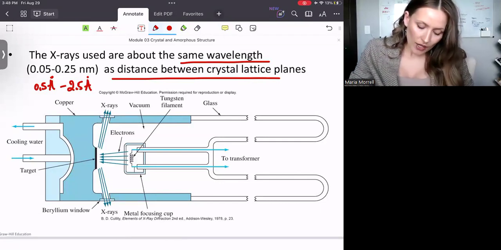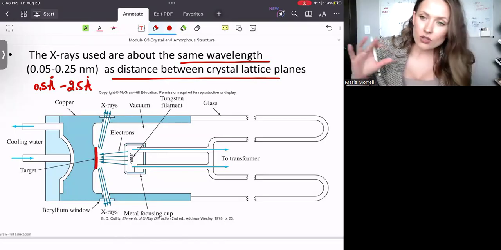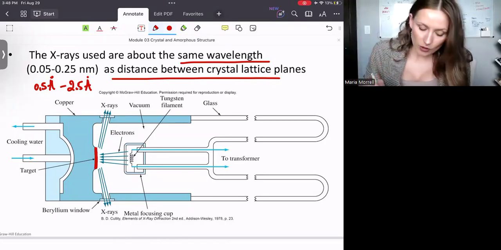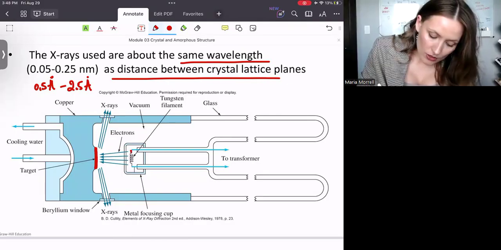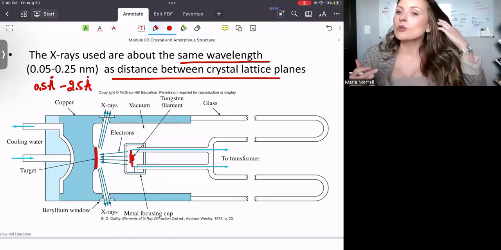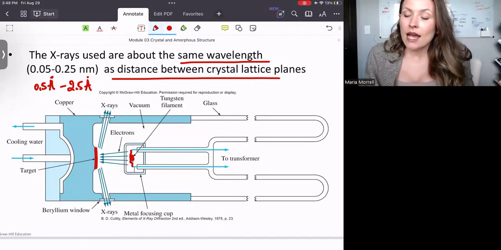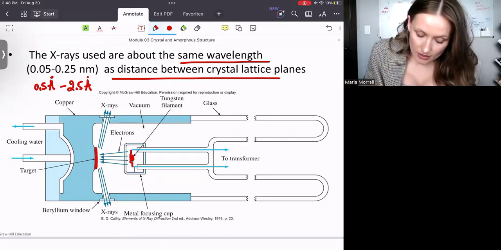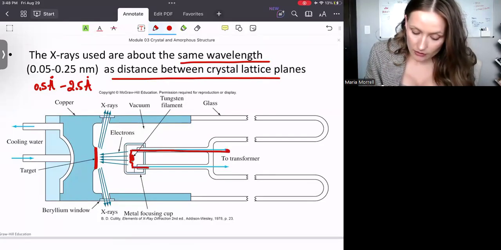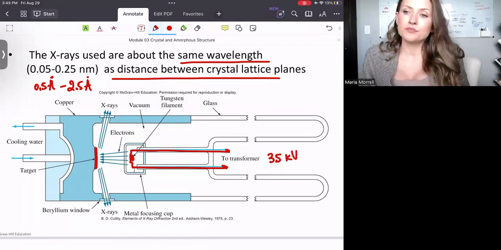All right, so to begin with, we need to have a target, okay? And we're going to load that target, everything is in vacuum, okay? Now, we're also going to use a tungsten filament, right? And you remember that tungsten has an extremely high melting point, and this is why we're going to use it. Now, tungsten is connected to the transformer, and the voltage that we're using is something like 35 kilovolts, right?